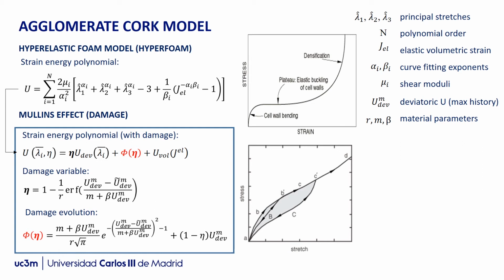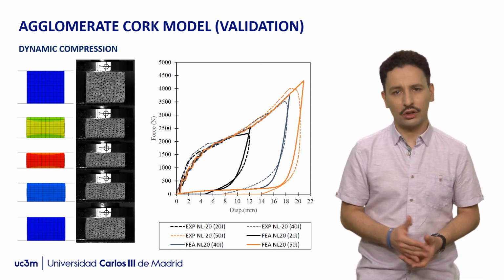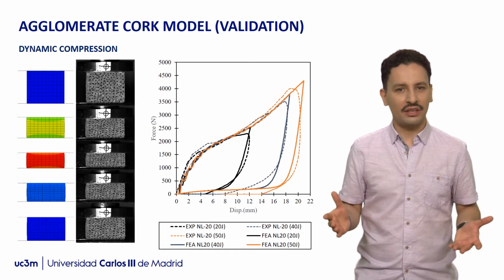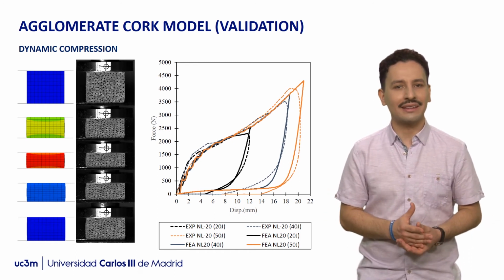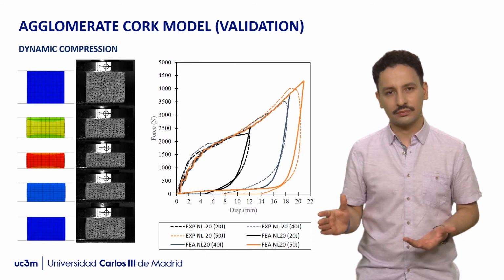Parts of the strain energy U is recovered while other parts are dissipated due to damage. From the figure, it can be noticed that the shaded area corresponds to the energy dissipated by damage, while the unshaded area corresponds to the recovered energy. This model is validated by a finite element model of agglomerated cork under dynamic compression. The response of the material is compared to previous experimental tests at impact energies between 10 to 70 joules.